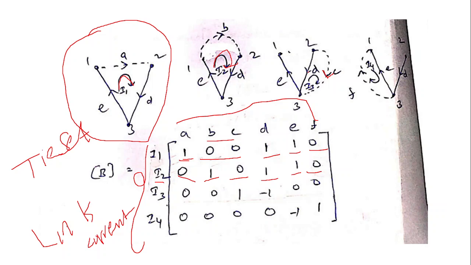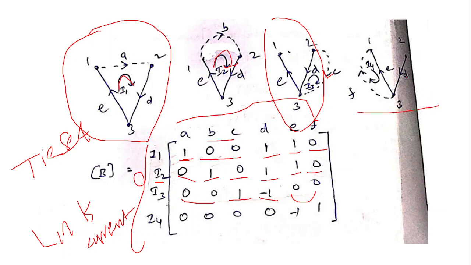Now I have only two branches here, right? So C and I3 are in the same direction, so 1. I3 and D are in opposite direction, so it is minus 1. If it is not oriented in the same direction, I will put minus 1. Remaining branches like A, B, E and F are not in this diagram, so I put 0.